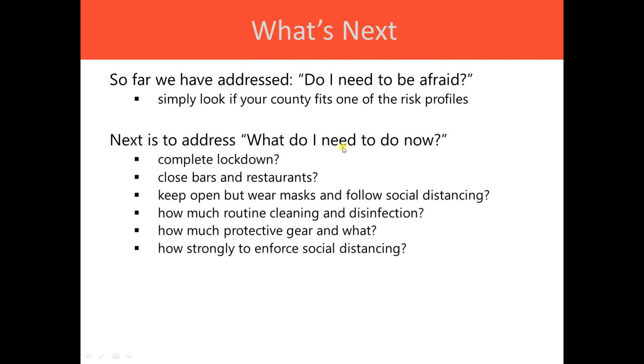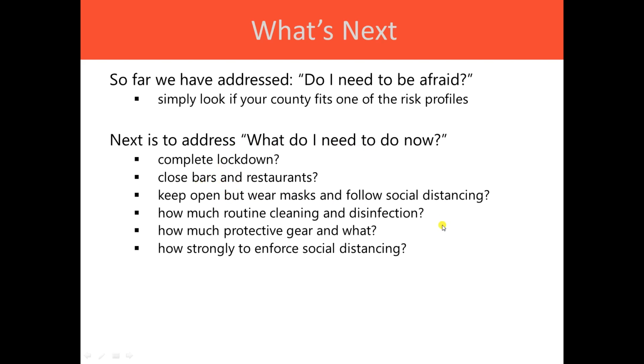But what we haven't addressed yet is, what do I need to do now, right? What actually do I need to do? If you are a county official, how can I protect my citizens, the residents of this county, so they don't die from COVID-19? What can I do? Do I do a complete lockdown? Do I close the bars and restaurants? Keep open but wear masks and follow social distancing? How much routine cleaning should I recommend?